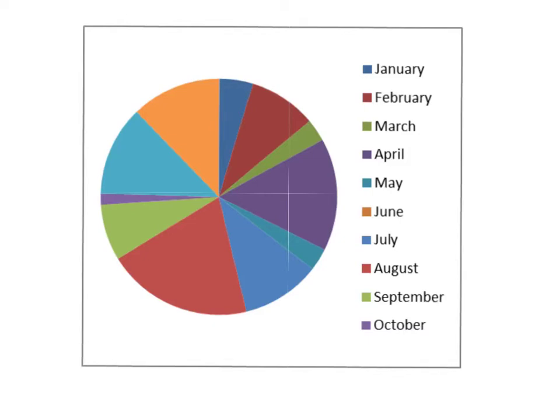Using these types of graphs, I can show categorical data, and categorical data is data that can be broken into groups. The groups that this information shows are the number of kids that have birthdays in each of these months.